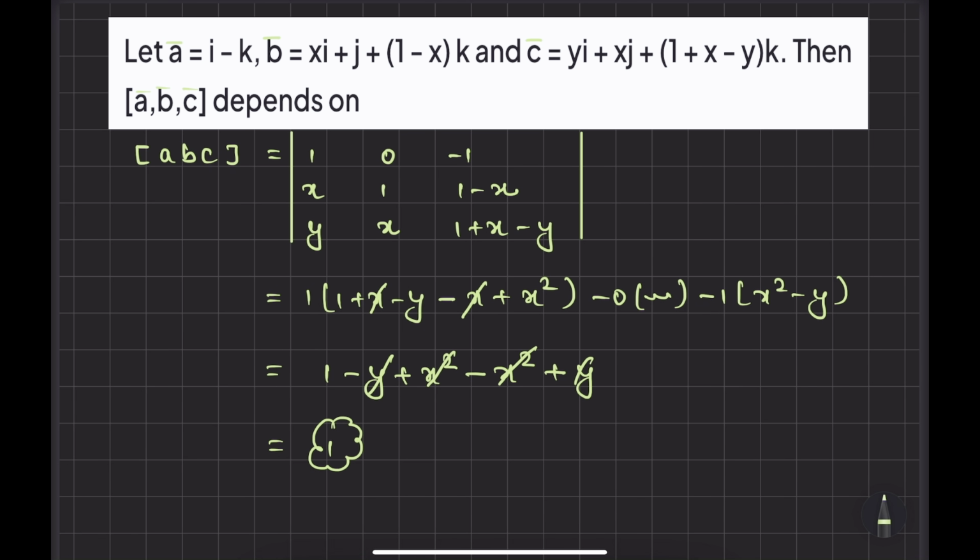This means that the STP does not depend upon any one of the variables x, y, and z. Irrespective of the values of x, y, and z, all the time the scalar triple product will come out to be 1. I hope the idea is clear and you guys can handle similar situations.